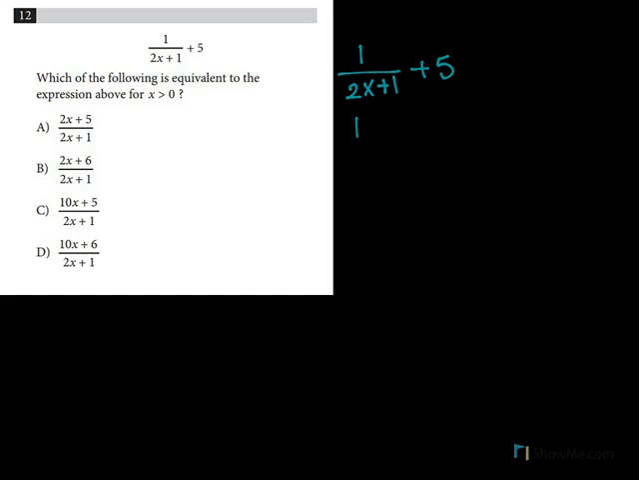So we can write it as 1 over 2x plus 1 plus 5, but we need to make sure to multiply the numerator and denominator so it equals 1, and we're not changing anything.